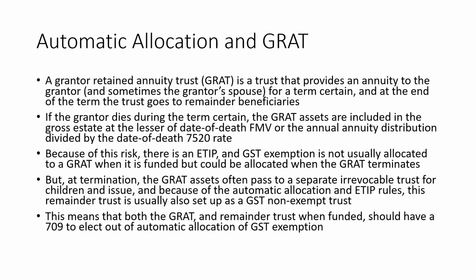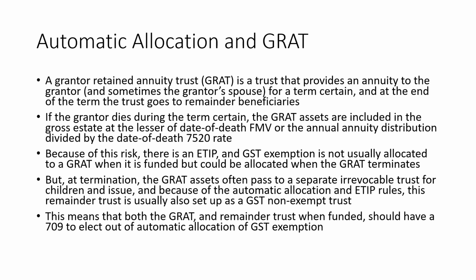But if the assets pass to a separate irrevocable trust, which might include skip persons like children in issue, what that means is that because of the automatic allocation and ETIP rules, there's also an automatic allocation to this upfront irrevocable trust where the waters could get muddied at the termination of this GRAT based on this ETIP problem.